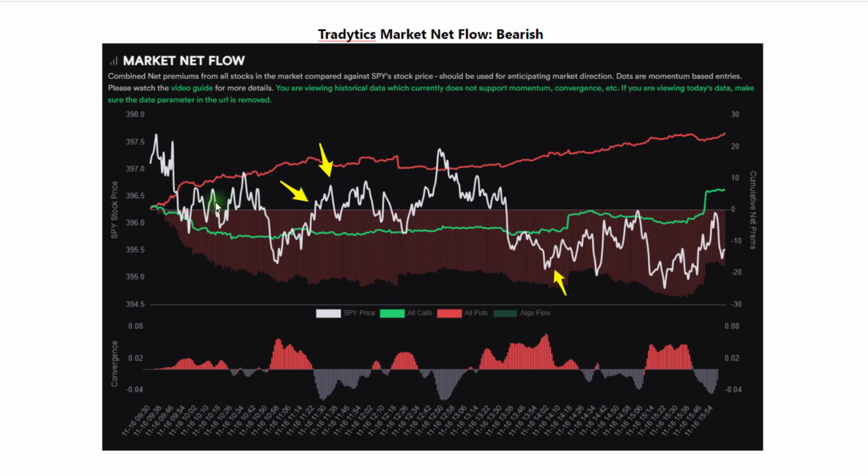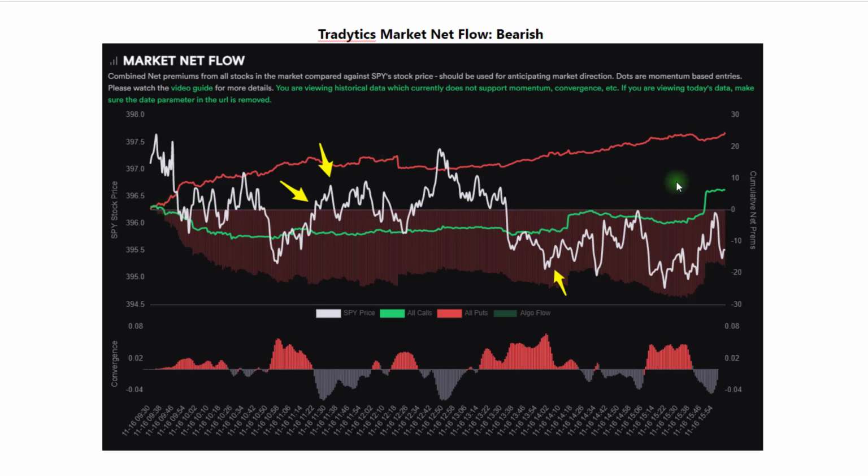The red and green lines are the net market premiums or options premiums for all stocks in the market. And the red line is put premiums, obviously, and the green line is call premiums. So when the put premiums are going up, that means that there are a lot of puts being bought across all stocks. It's not looking at index options, it's looking at options on stocks, which comprise the index. This is why I like this indicator.